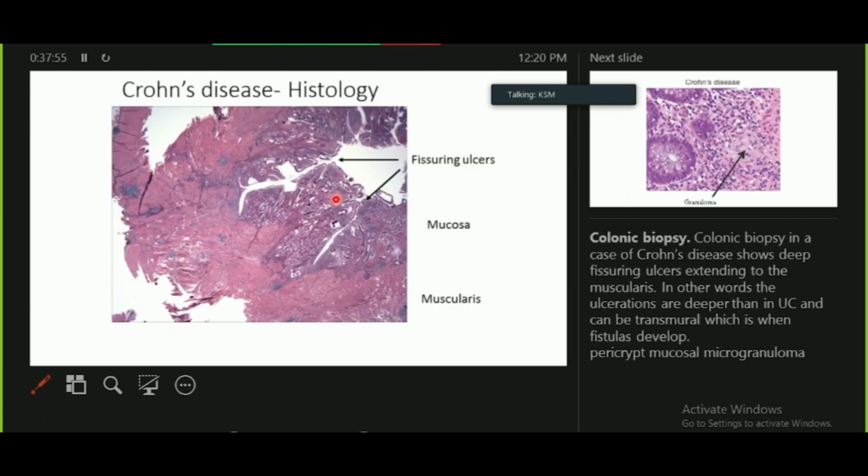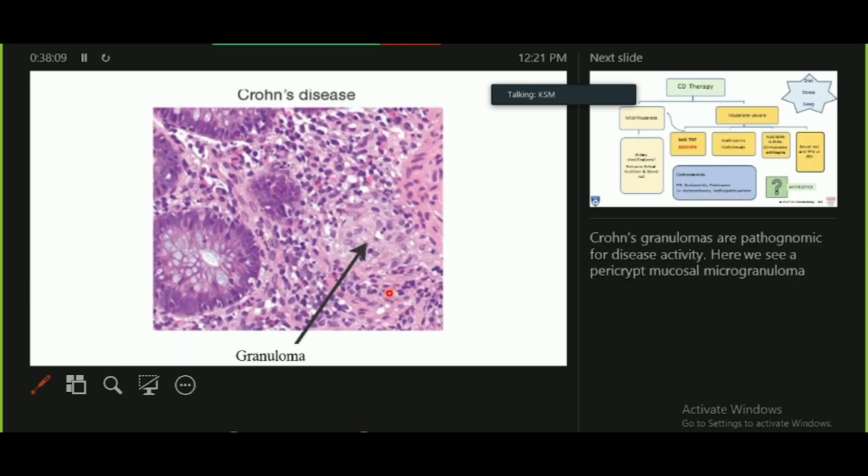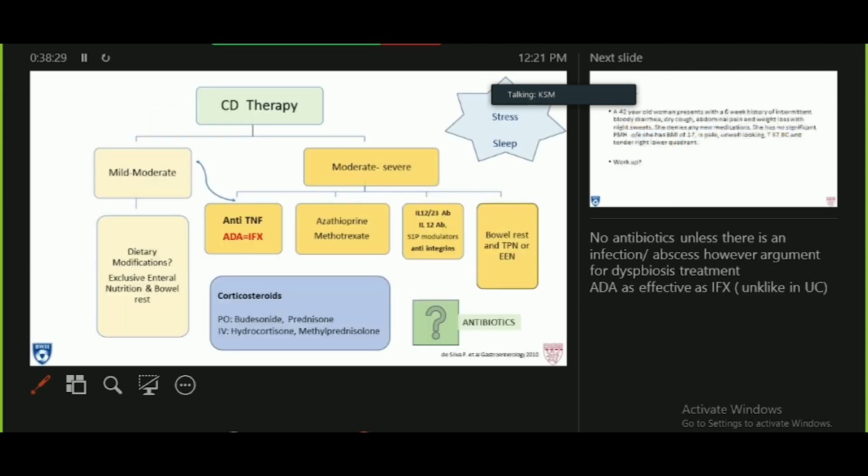And this is just what the histology looks like. You can see here you have these fissuring ulcers which extend deeply and almost through to the muscularis, and you have increased lymphocyte aggregation here. The other thing is, in the books, we're told that Crohn's granulomas are pathognomonic for disease activity. Here you can see a pericrypt granuloma. However, only about 30% of patients with Crohn's disease actually have these granulomas on biopsy. So you do need to take the full clinical picture into account.